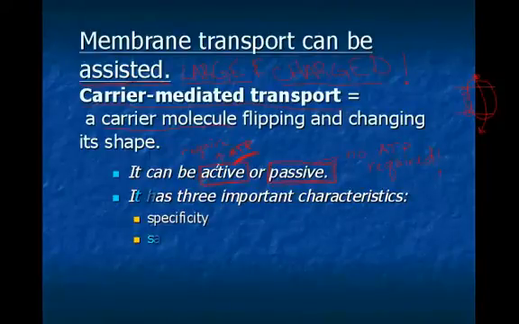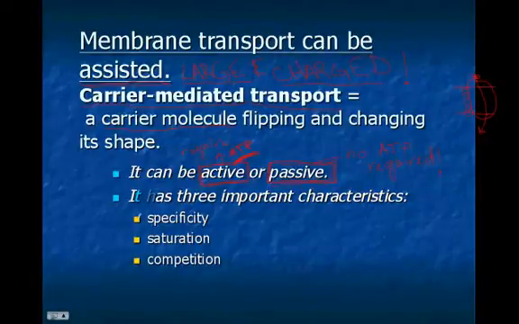Okay, so there are three important characteristics to remember for each of these carrier-mediated transport proteins. The first one is that they have to have specificity. What that means is that these membrane transport proteins are going to be very specific for letting just certain molecules across the membrane. For example, you may have a membrane transporter that's very specific for just glucose, and it's only going to let glucose across the membrane.